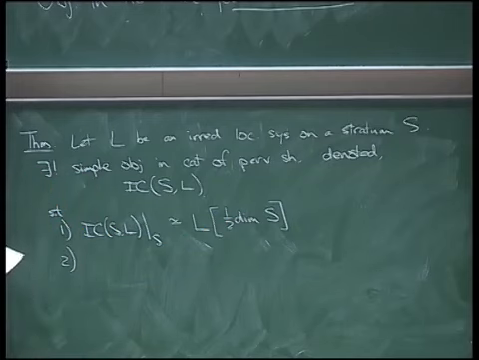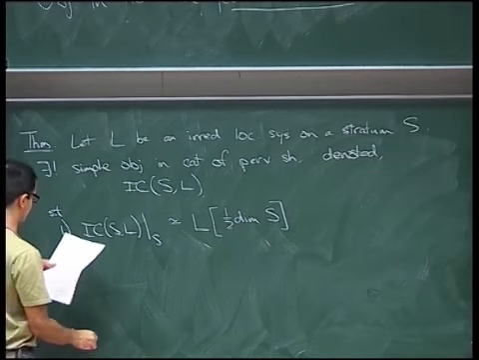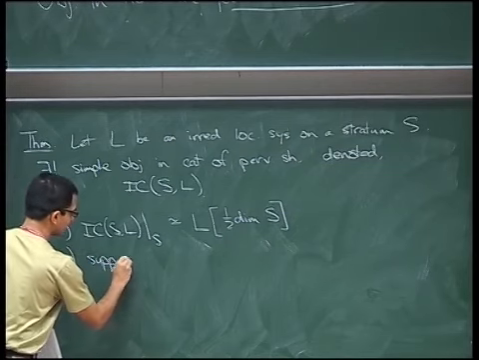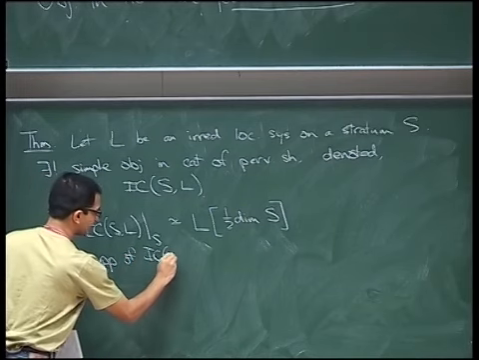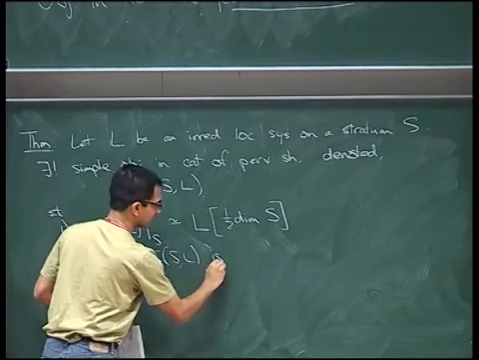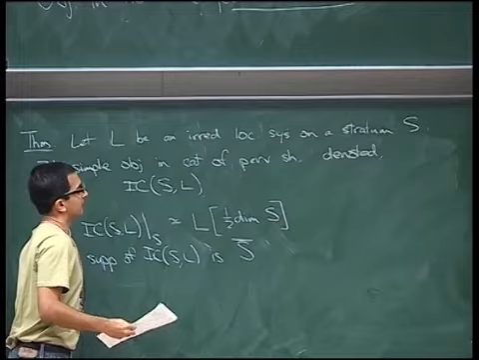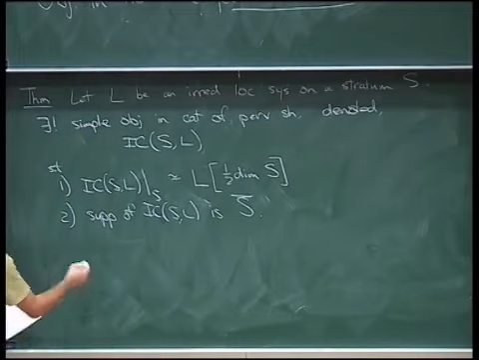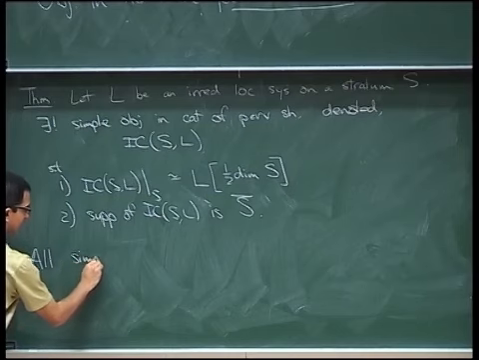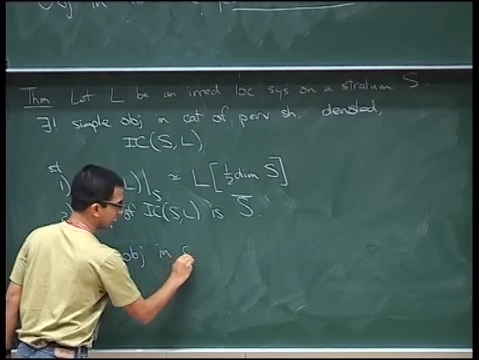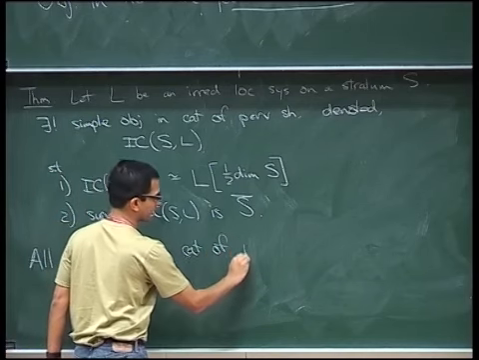And then the second condition is that the support of IC(S, L) is the closure of that stratum. Okay, and then the end of this is that all simple objects in the category of perverse sheaves arise this way.